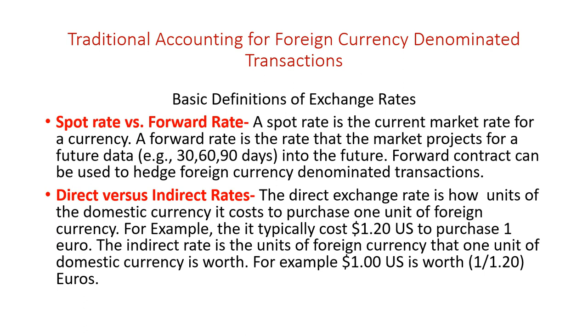The indirect exchange rate is the units of foreign currency that 1 unit of domestic currency is worth, and it's just the reciprocal of the direct exchange rate. So the indirect exchange rate for 1 US dollar would be 1 divided by 1.20, which turns out to be about 83 cents, which is saying that $1 is worth 83 cents of a euro.